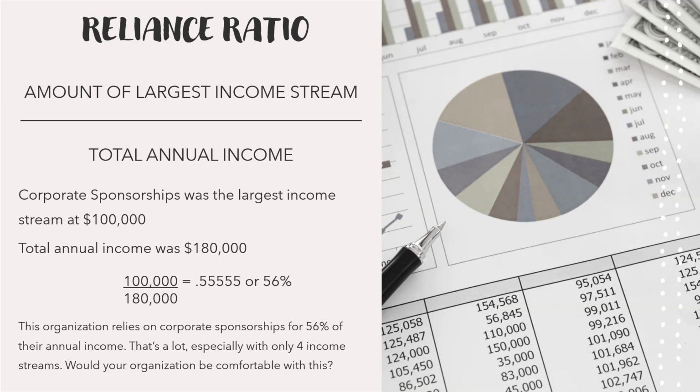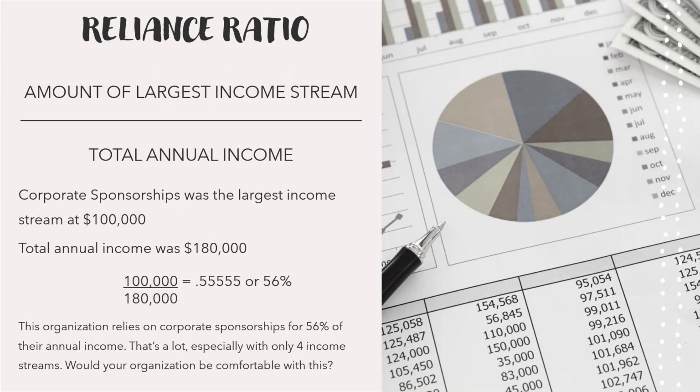So corporate sponsorships are 56% of this organization's annual income. And that's a lot, especially when you consider there's only 4 income streams. 56% is a very large amount to be reliant on one particular source of income. So this is also a discussion to have with your board, your finance committee, whoever is helping with budgets, or maybe just everybody in the staff and board.